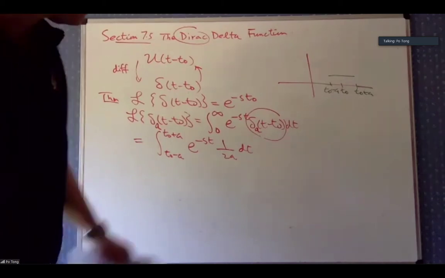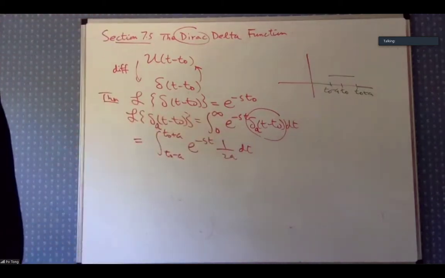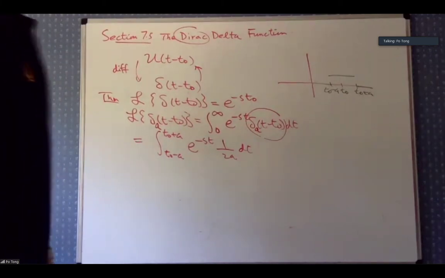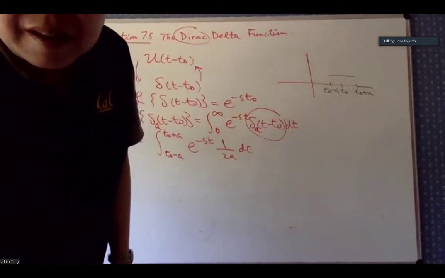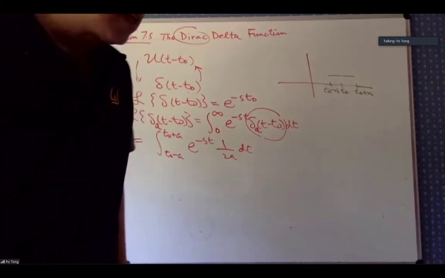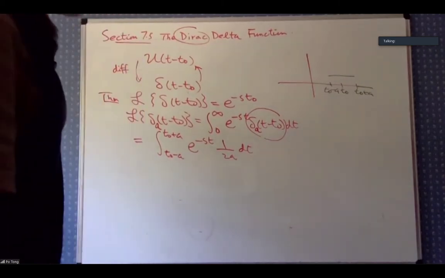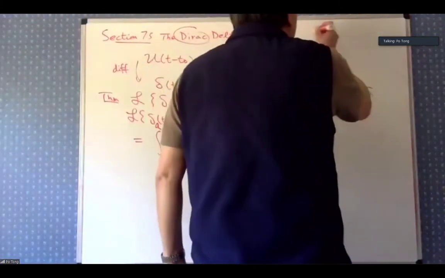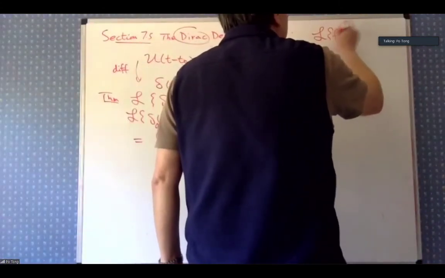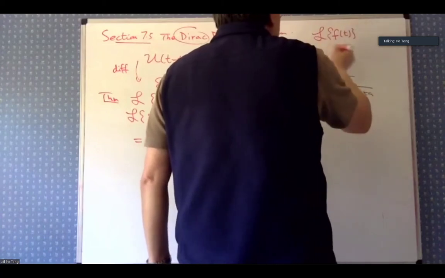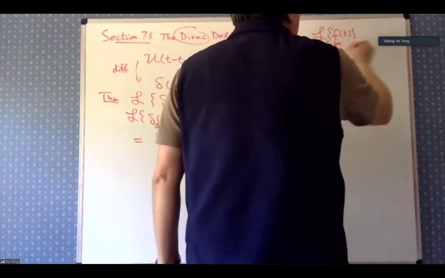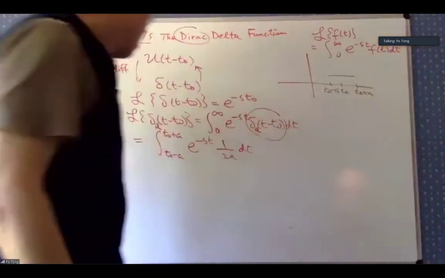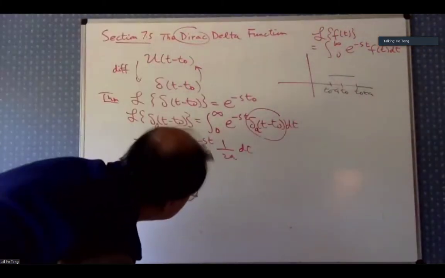Are you asking me why it is 0 to infinity? Sure. He said yes, you answered his question. Okay, it's 0 to infinity. This is the definition of the Laplace transform, because the Laplace transform of f(t) is equal to the integral from 0 to infinity of f(t) dt. So we end up with this now.